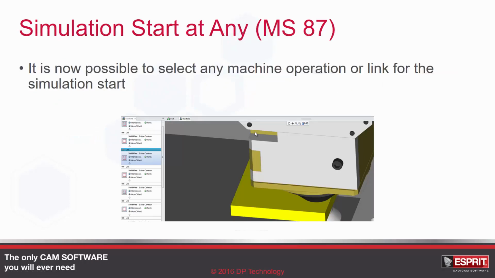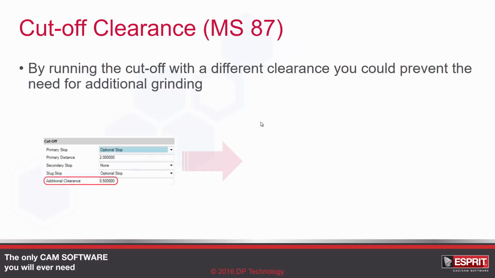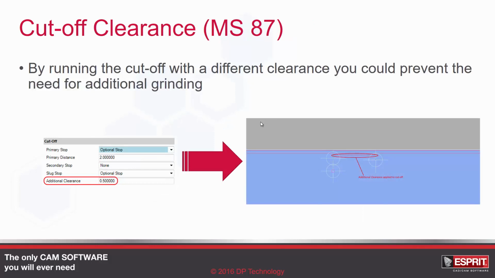Milestone 87, we introduced another simulation enhancement which allows you to select any machine operation or link and start the simulation from that point. So if you have a very long program and you don't want to simulate everything, you can select a specific point in the program to start the simulation. We also introduced the concept of cutoff clearance, so we can actually run an additional clearance on only the cutoff. You can see it modifies the wire path.